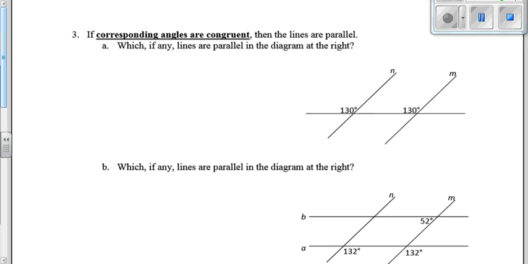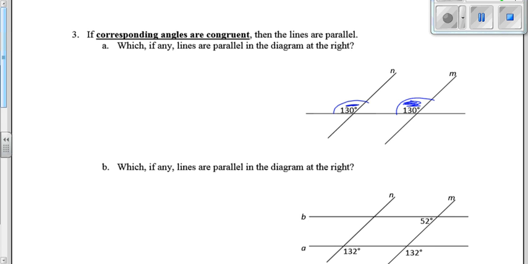Same thing: if corresponding angles are found congruent, then the lines are parallel. Corresponding angles, if you remember, are the two that are on the same side of the transversal, but in the opposite parallel line, meaning they're in the same corner. Here we have this one in the upper left-hand corner, and this one's in the upper left-hand corner too. So they're on the same side of the transversal, and they're in the same spot in each intersection.